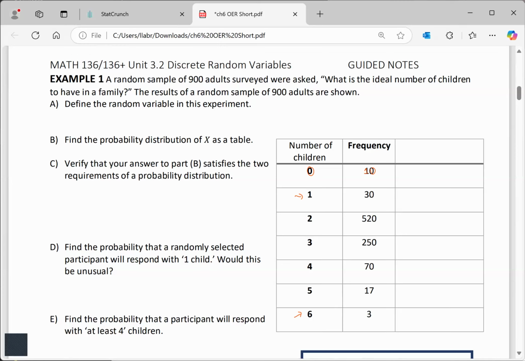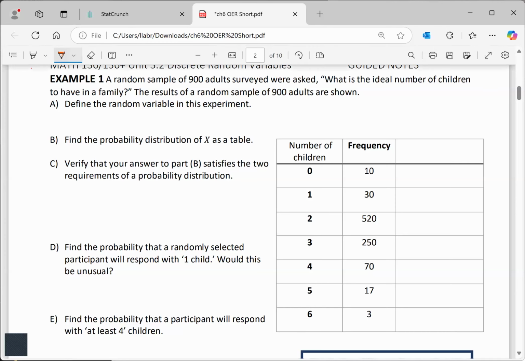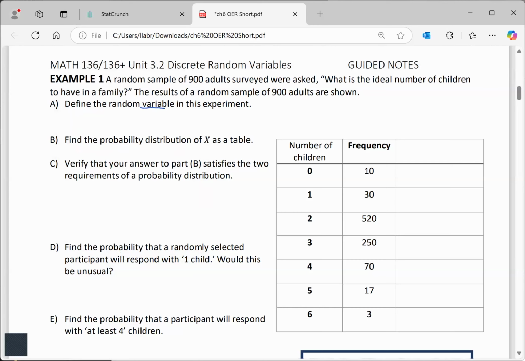All right, let's go ahead and start. This is like an example that we could have seen on day number 1. But now we're going to go ahead and address this problem with proper notation and vocabulary of the section. So the first question that they ask is define a random variable in this experiment. So what is our random variable for this experiment? Remember that that simply means what is it that you're interested in? So it's a variable of interest, and it's random because you don't know what it is until you ask someone.